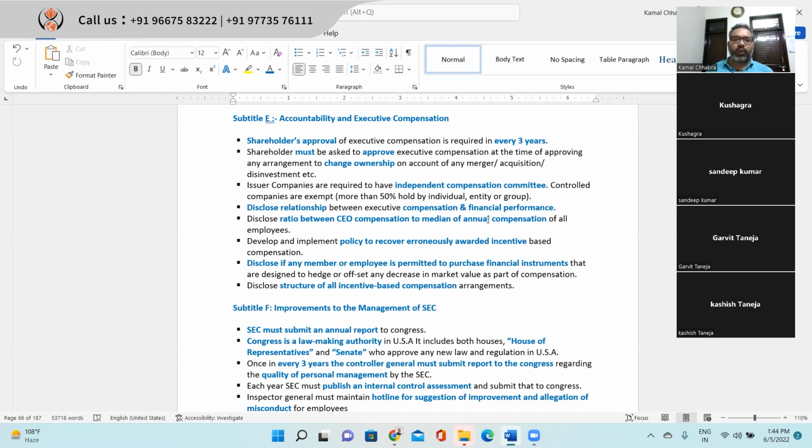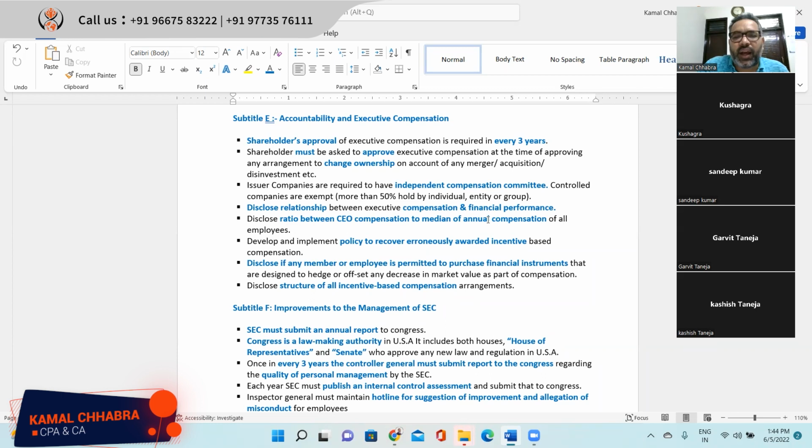So let's understand what those are. First one is shareholders' approval is required every 3 years for the executive compensation. Earlier shareholder approval was not required, but in the Dodd-Frank Act in 2010, shareholder approval became mandatory. Second, shareholders must be asked to approve executive compensation at the time of approving any arrangement.